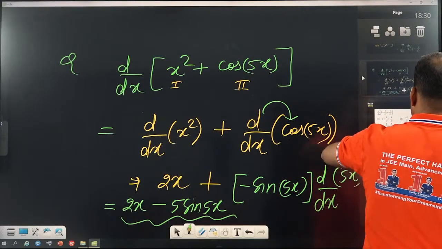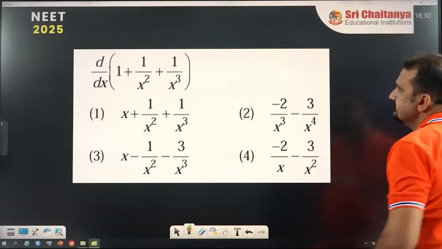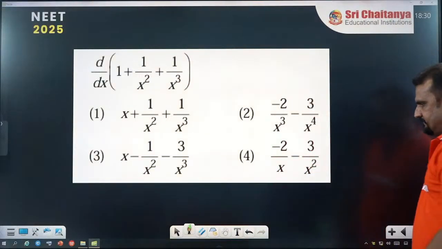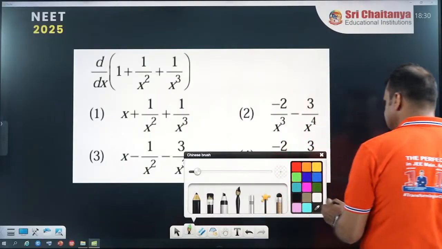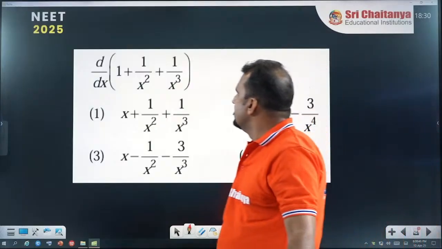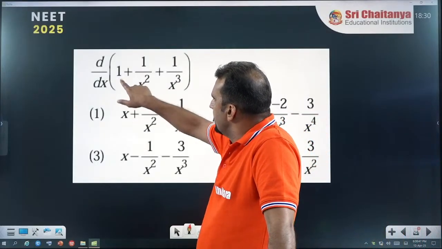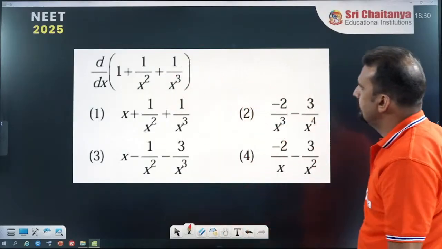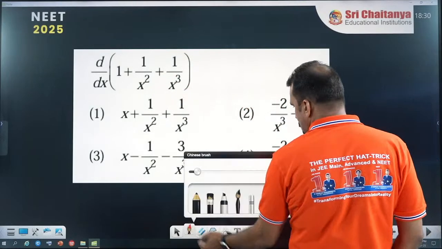Question number, first question. You do it by yourself. Take your own time. A little bit standard question, but I think you can do it. Differentiation of 1 plus 1 by x square plus 1 by x cube with respect to x, you have to do that.